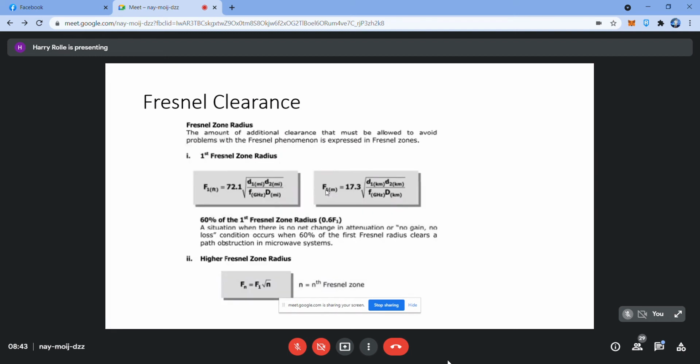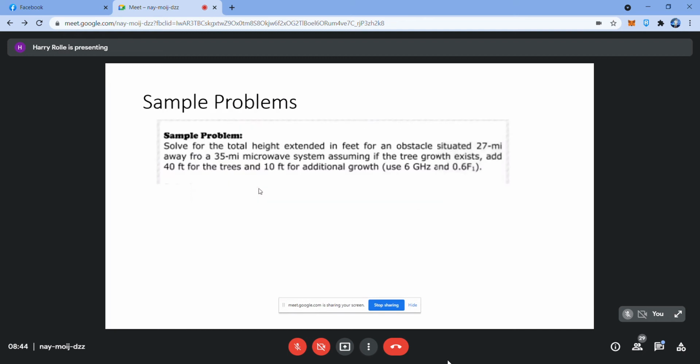Yes, sir. Okay. So another formula, if you already know the first Fresnel zone, all you need to do is multiply it by the square root of the number of the Fresnel zone. So, pwede din yun. I-multiply mo na lang siya doon. Hindi mo na gagamitin yung D1, D2, F1 kung alam mo na yung first Fresnel zone. Pero pag hindi pa, gumamit ka muna nito, yung buong formula. I-multiply mo yung N dun sa D1, D2. Okay? So, we're good? Yes, sir. So, we have here a sample problem.